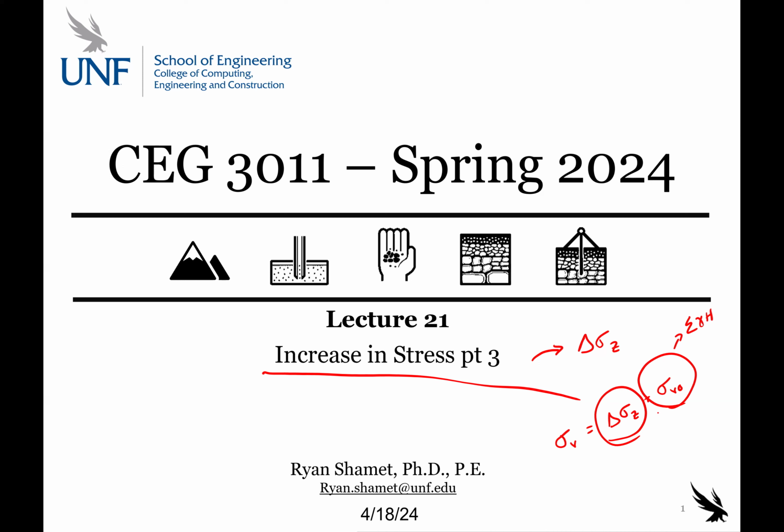Now today we're going to be looking at another application of Boussinesq, actually two other applications of Boussinesq, which is the Newmark chart and the trapezoid embankment thing.